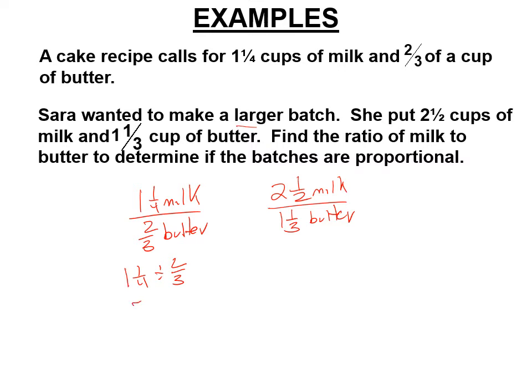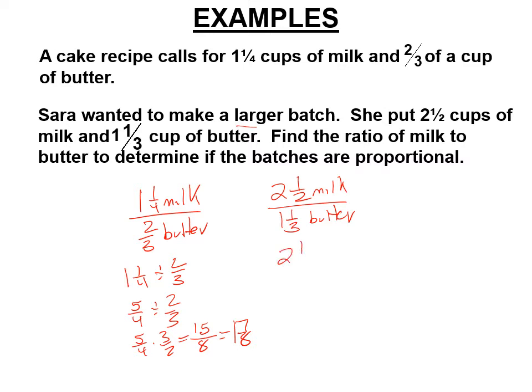So 1 1/4 is 5/4 divided by 2/3, which is 5/4 times 3/2. And there's no canceling here. This is 15/8, right? And 15/8 is 1 7/8, the ratio of milk to butter.